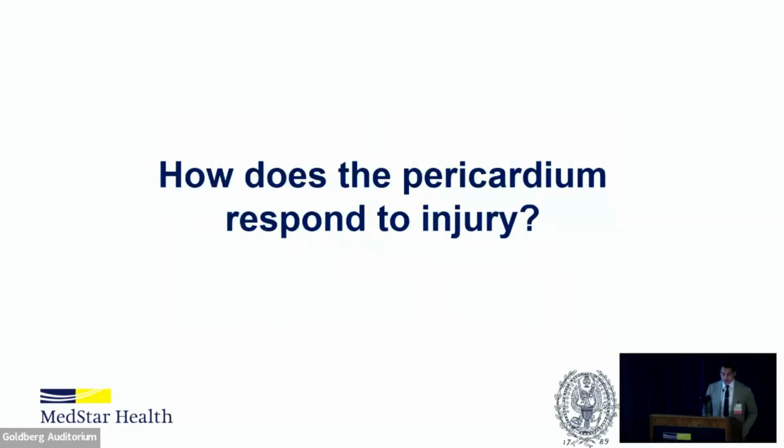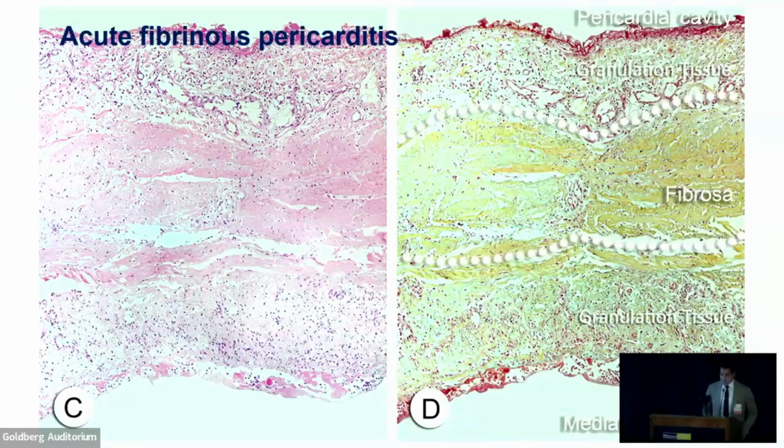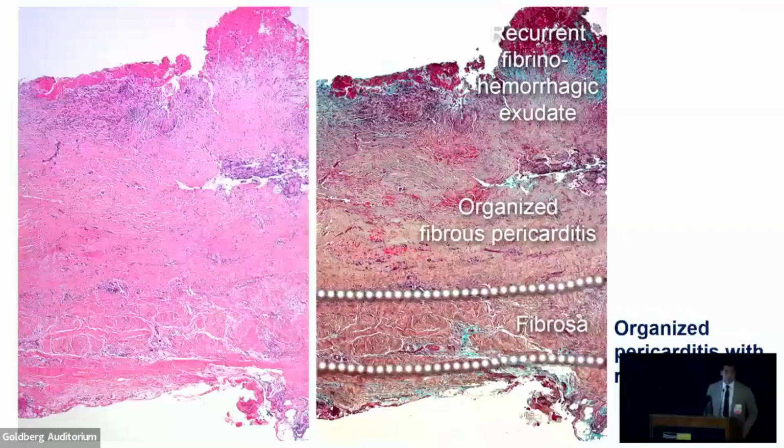Now, how does the pericardium respond to injury? I've used a lot of words about acute pericarditis and recurrent pericarditis. And really what's happening is that you tend to get a lot of neovascularization. This is a histopathology from a patient with acute fibrinous pericarditis. And as you can see, there's a lot of neovascularization here, deposition of granulation tissue, which was not seen in a normal pericardium. And as this becomes more recurrent, you get more fibrous or hemorrhagic exudate. And you get more organization. So if you look at this, this is really a chronic burnt out pericarditis waiting to happen if you do nothing about it.